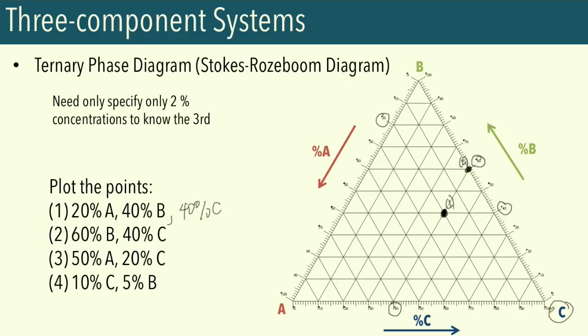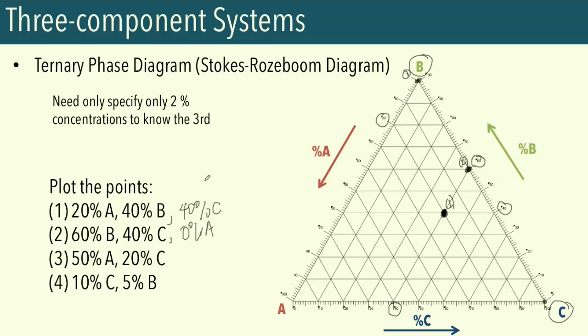Note here, this vertex here represents when we have 100% C. This vertex over here represents when we have 100% B. So along this edge over here, we're just varying the composition of B and C and have 0% A. So overall, this tells us we have 0% A. Okay, so next couple of examples.